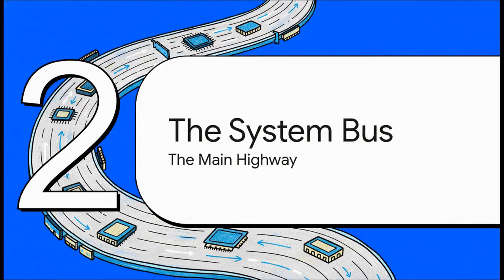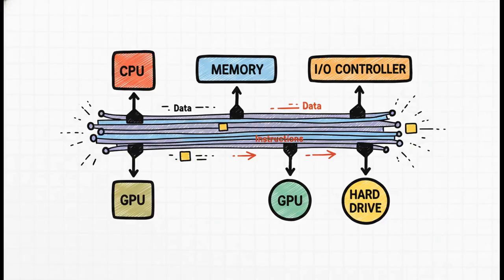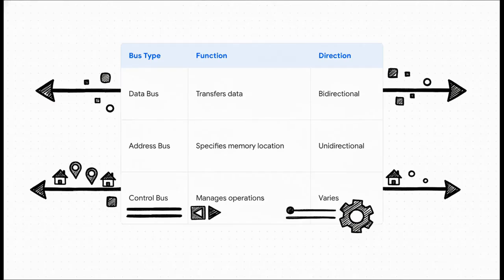Well, in most computers, the answer is something called the system bus. This is the main highway, the central artery that everything uses to communicate. So, what is a system bus? It's really just a shared pathway for communication. Think of it as a set of electrical wires that data, instructions, and control signals can all travel on. It's a really simple but super effective way to get all the components on the same page. But here's the cool part. The system bus isn't just one road. It's actually 3 different types of highways all bundled together.